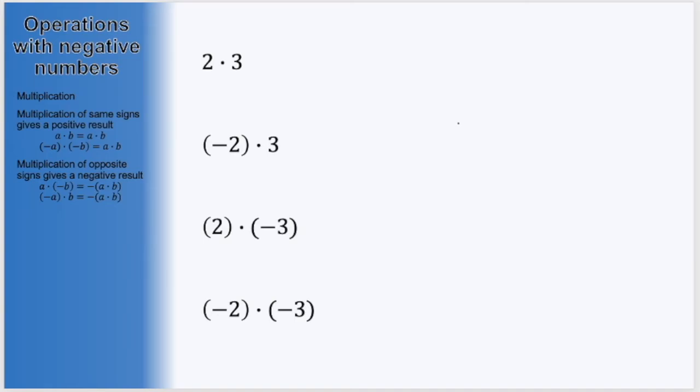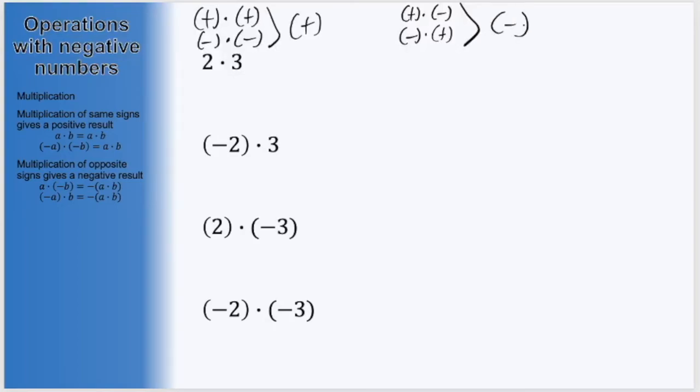Now for multiplication. For multiplication, we can multiply the two numbers like normal. The only thing that changes when negatives are involved is we have to pay attention to what sign we should end up with, positive or negative. For multiplication of like signs, that is a positive times another positive, or a negative times another negative, the product will be positive. On the other hand, for multiplication of opposite signs, so a positive times a negative, or a negative times a positive, the product in these cases will be negative.